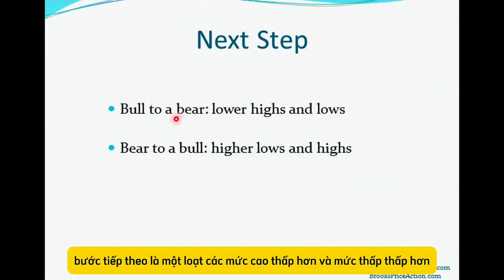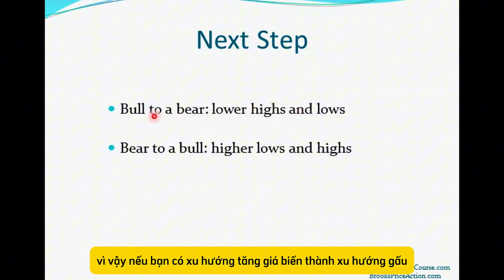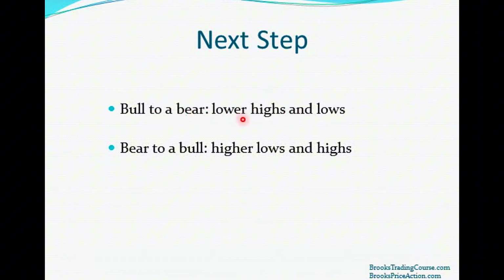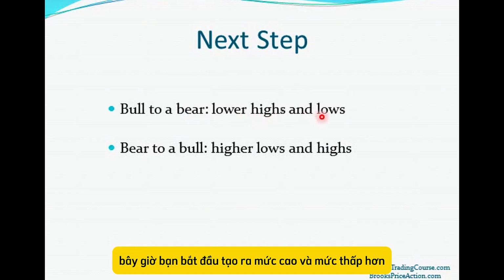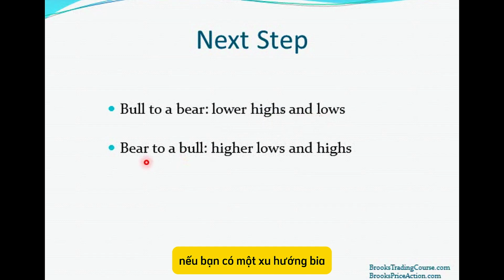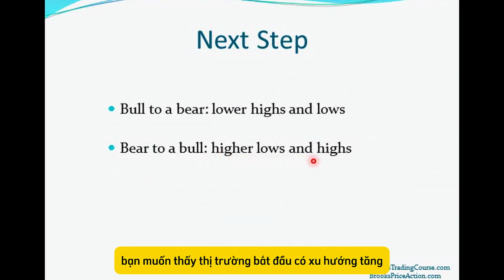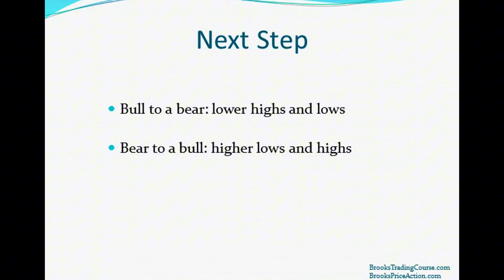The next step is a series of lower highs and lower lows. So if you have a bull trend turning into a bear trend, instead of making higher highs and lows, you're now starting to make lower highs and lows. If you have a bear trend making lower lows and lower highs, and it's turning into a bull trend after it breaks the trend line, you want to see higher highs and lows. You want to see the market start to trend up.